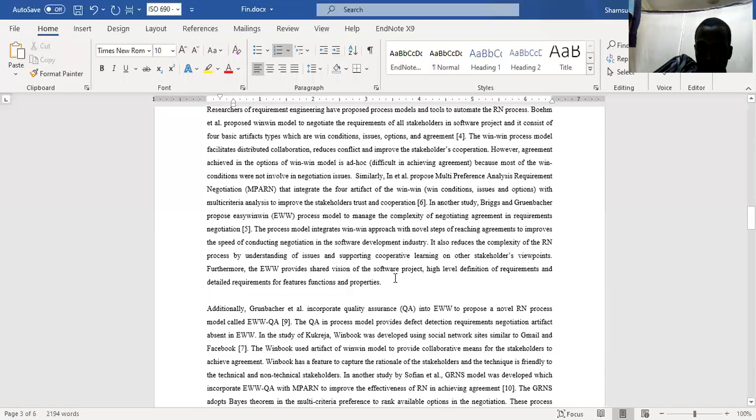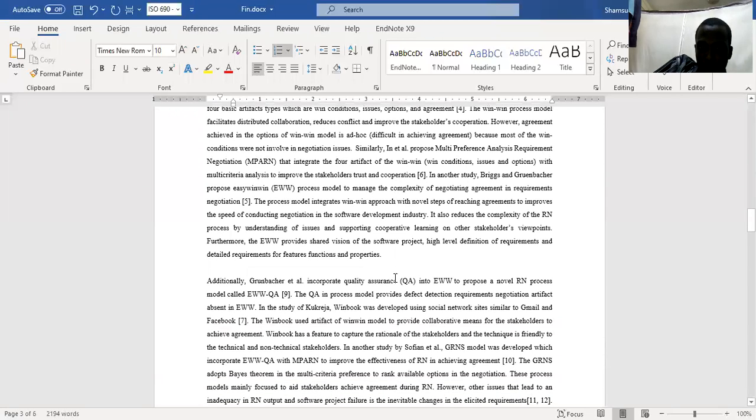Other studies include Bush et al., that proposed easy win-win with quality assurance. So the process model used quality assurance to provide defect detection during requirement negotiation, which is an action in win-win.